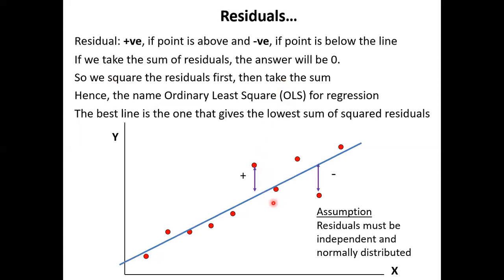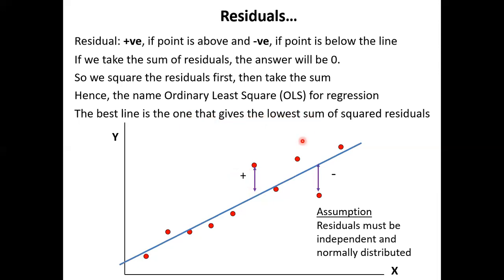Now, is a bigger residual better, or a smaller one? Smaller is better. So you fit many lines and take the line that gives the smallest residual. Hence, the method is called OLS, ordinary least squares, of the residuals. That's called the best line. The best line is the one that gives the lowest sum.